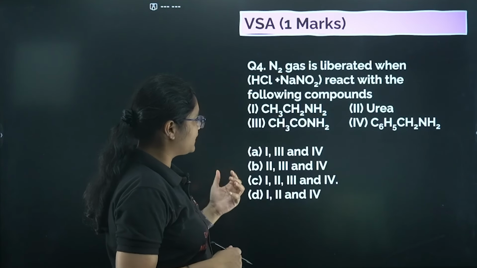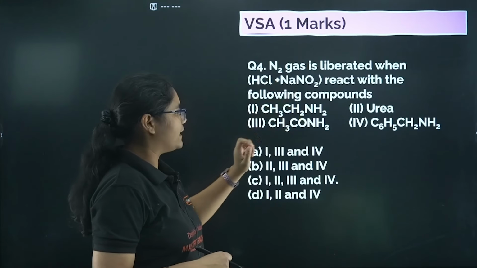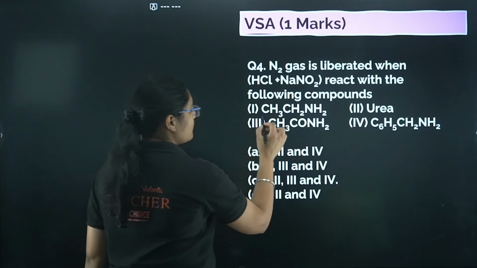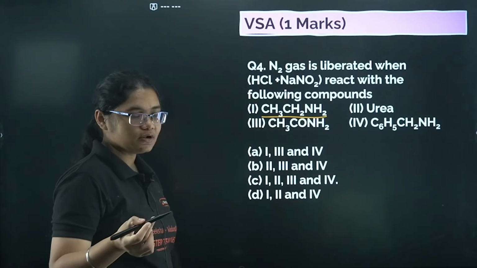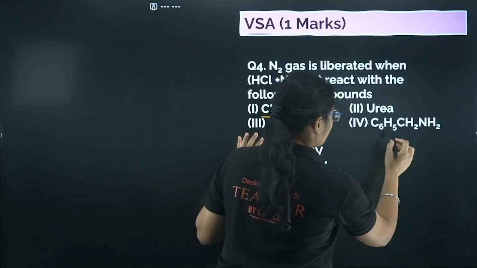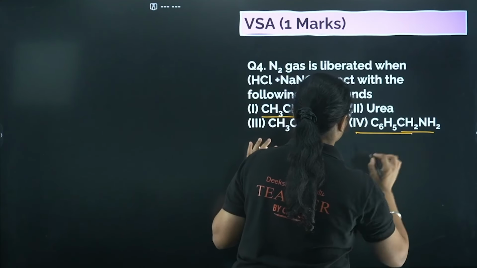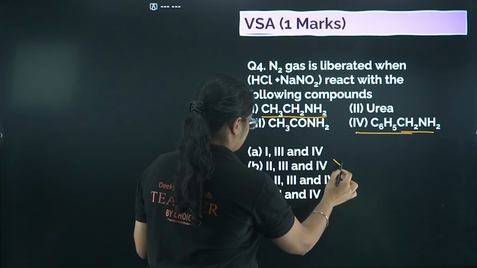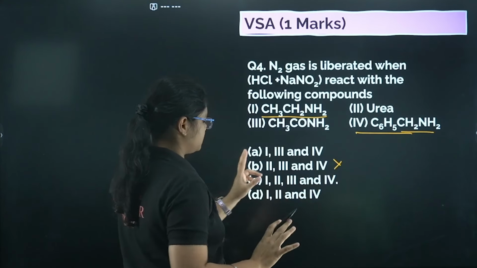N2 gas is liberated when HCl and NaNO2 react with the following compounds. Now see, with primary amines you will get alcohols on treatment with nitrous acid, and N2 gas. So 1 will react, and this is also a primary amine, so 4 will also react. So 1 and 4 are there in which option? Here 1 is not there. In all other options we have 1 and 4.